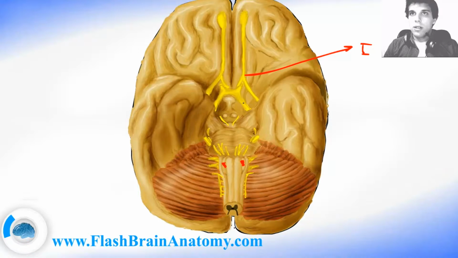Then the second cranial nerve is the optic nerve. This part over here is called the optic chiasm. It is a place where the nerves from the left and the right side exchange fibers. From here, it's not the optic nerve, but the optic tract. And the optic tract goes to the eye and innervates the eye.